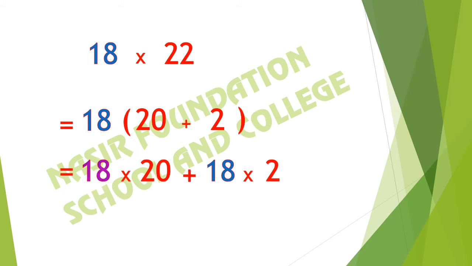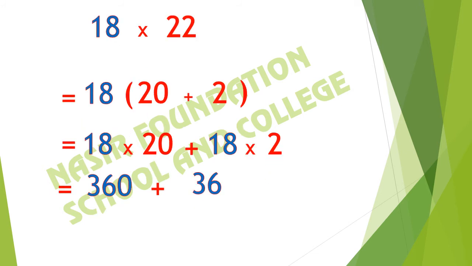If we multiply 18 and 20 we get 360. Then we will write addition symbol here. If we multiply 18 into 2 we get 36. Now we will add 360 and 36. If we add 360 and 36 we get 396.